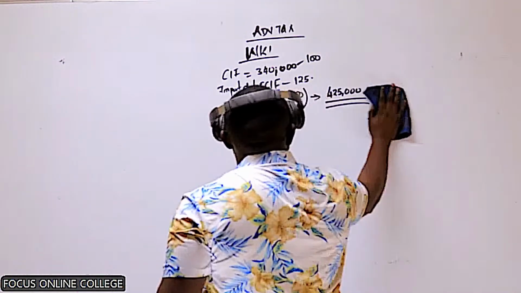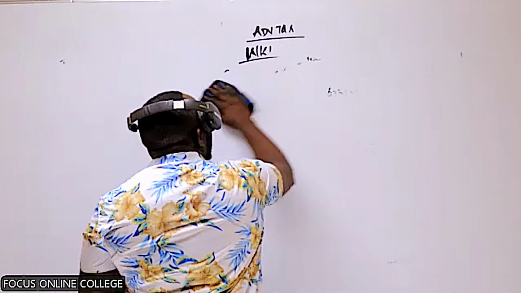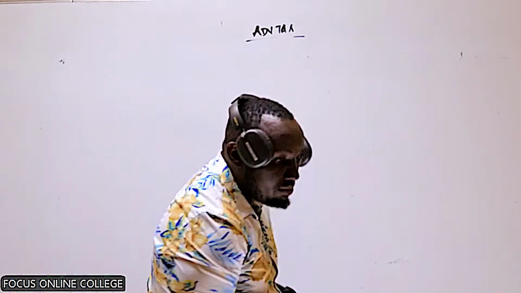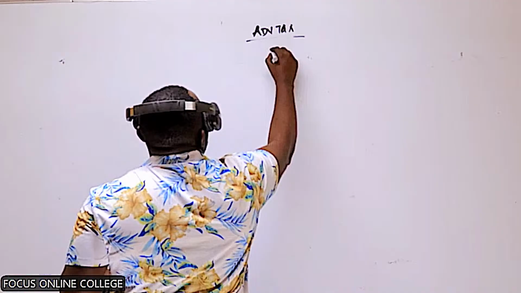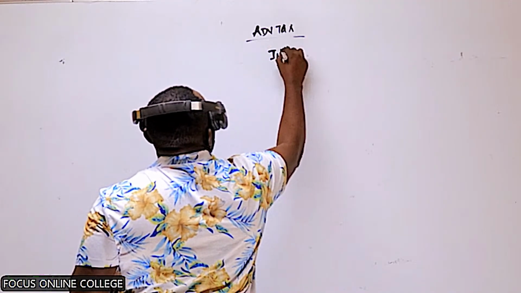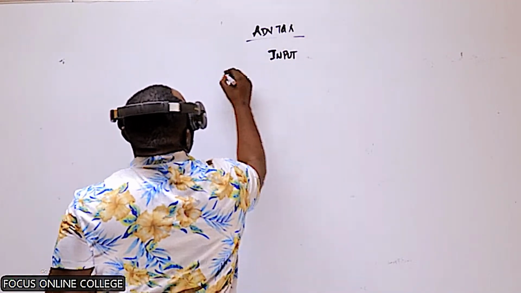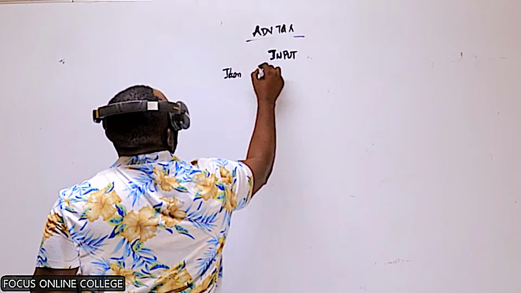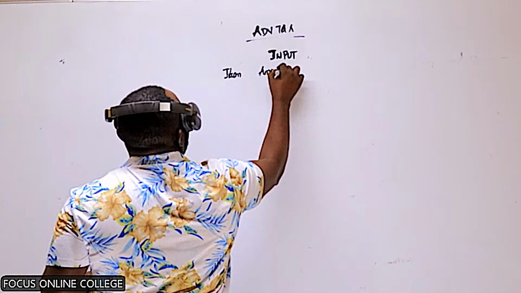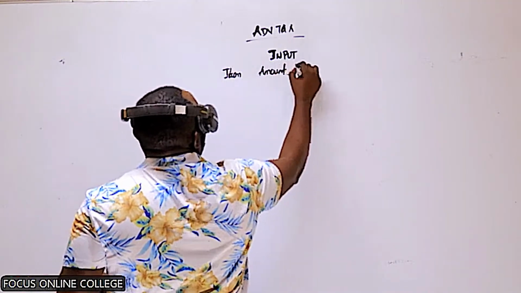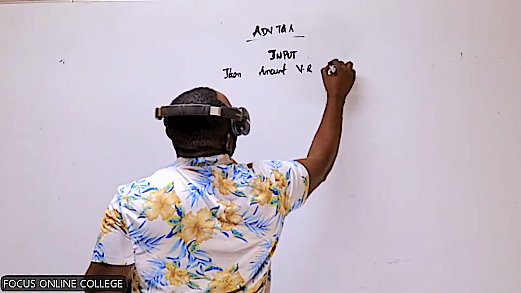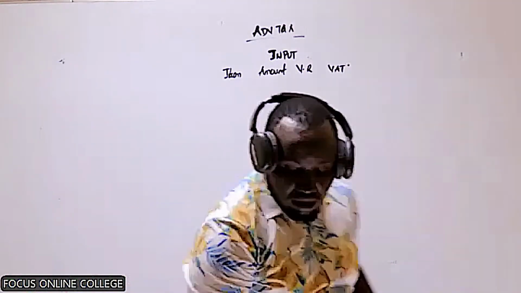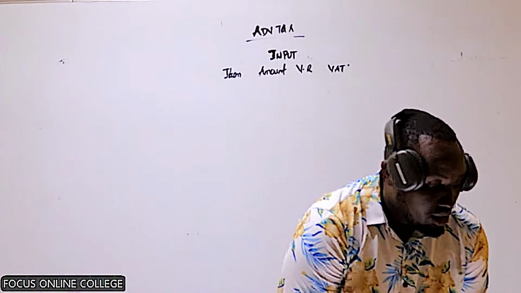So we proceed. We start with the input. We have item. You can also include the date if you want. You have the date, the amount, then you have the VAT rate, then we have the VAT. So we start with the input for this question.